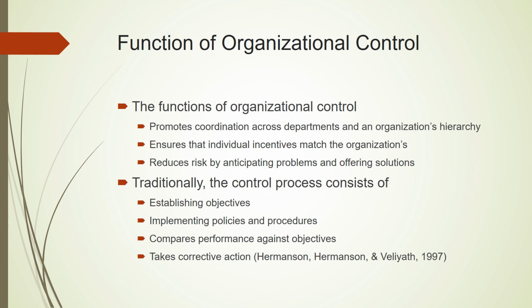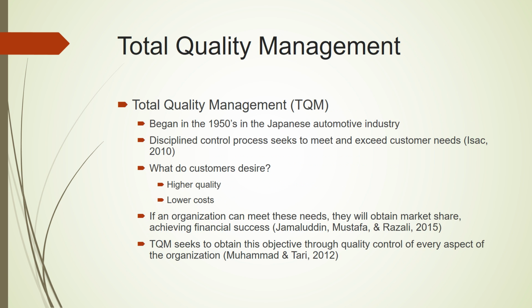Now, traditionally, the control process consists of establishing objectives, implementing policies and procedures. It compares performance against those objectives, and then takes corrective action. As I said before, there are many different structures which organizations can use to control their internal workings.